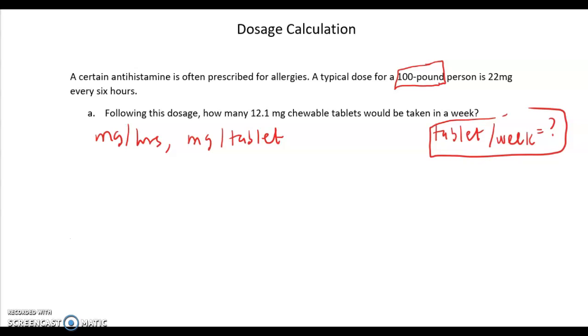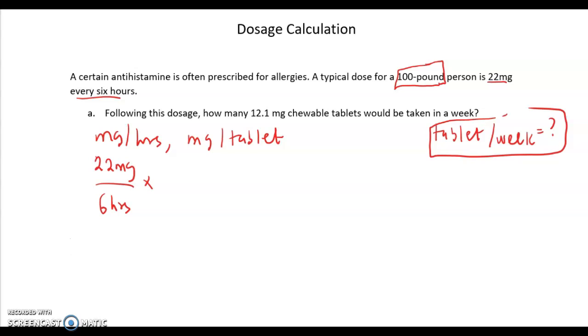If we start with 100 pounds, that means we have to have some unit that has some pounds in it to get rid of all the pounds we have in there. But in this case, we don't have any pounds in any of the rates given on this question. So we're going to begin with the rate, which is 22 milligram every 6 hours. So you have 22 milligram per 6 hours.